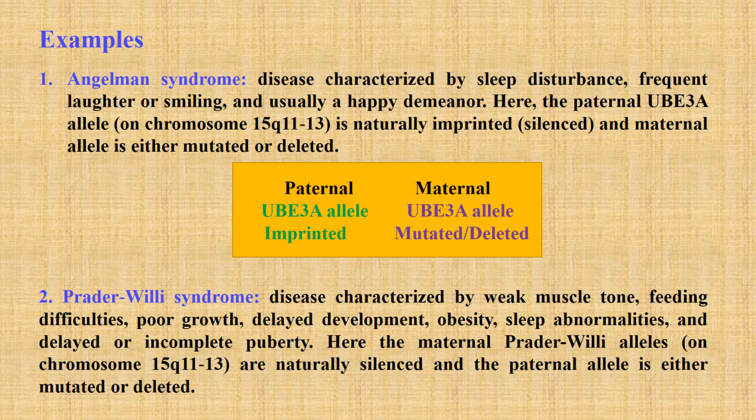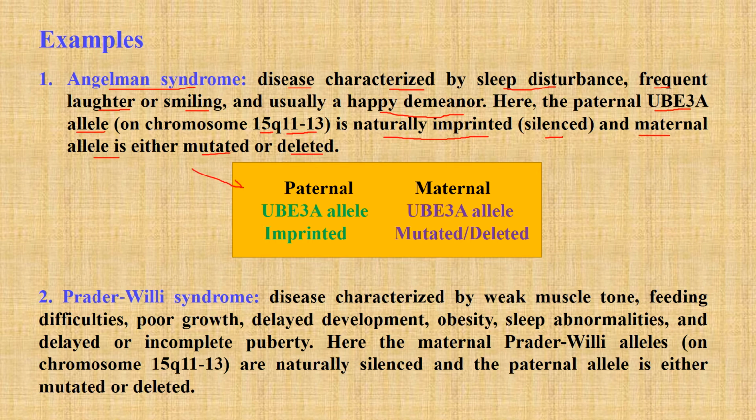So we'll look at two examples of situations where we have genomic imprinting. The first one, we'll look at the Angelman syndrome. This is a disease that is generally characterized by sleep disturbance, frequent laughter or smiling, and usually a happy demeanor. Here, the paternal UBE3A allele, which is usually found on the longer arm of chromosome 15 between positions 11 to 13, is naturally imprinted, that is, it is naturally silenced, and the maternal allele is either mutated or deleted. Okay, so that is what leads to the Angelman syndrome.